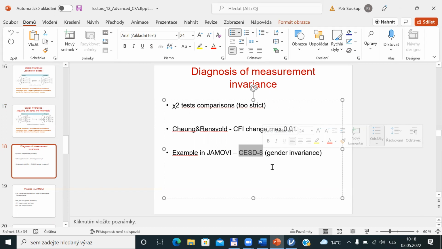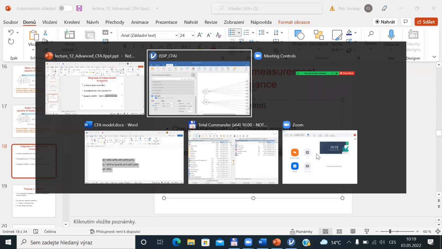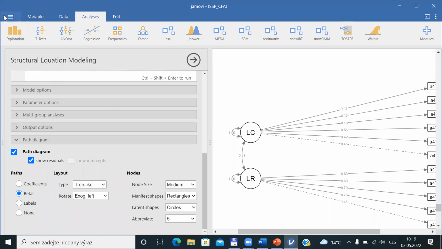And we will try, first of all, to prepare this CESD8 confirmatory factor analysis, and then we will try to apply gender invariance comparison to this CESD data. So it means whether for male and female we can compare this model for depressivity. So it means whether we can also compare the level of depressivity symptoms across gender. So here it is. First of all, I would need to open data.